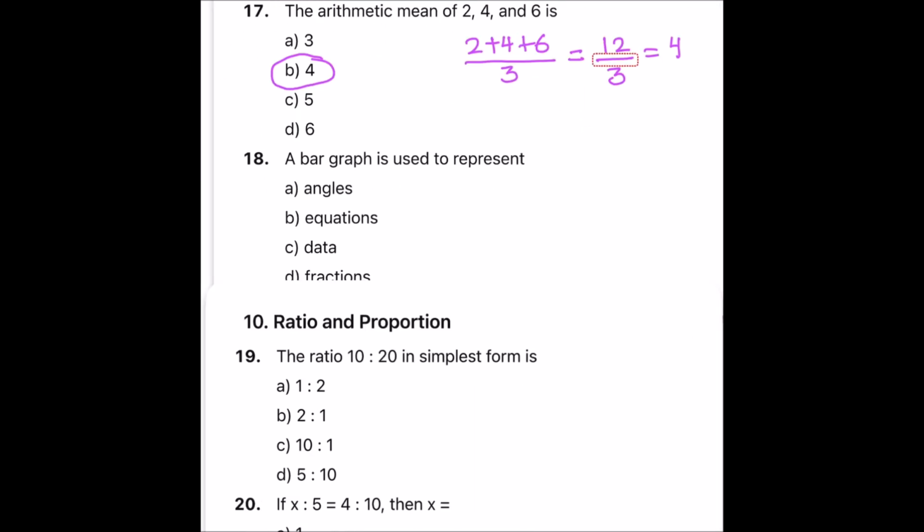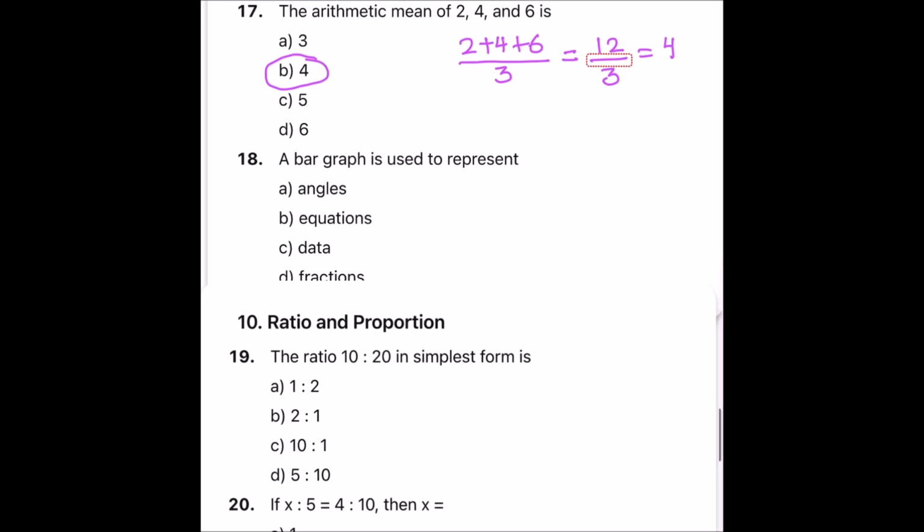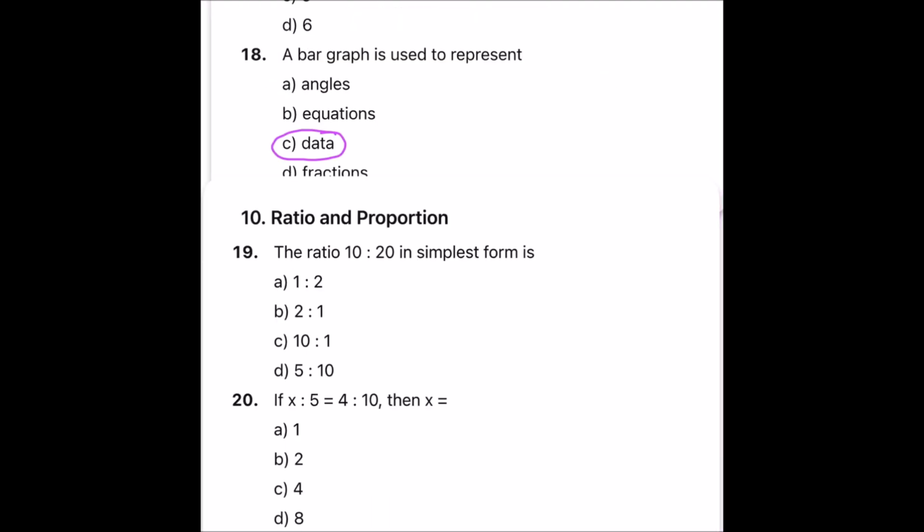Next question is, a bar graph is used to represent what? So here we have options as angles, equations, data and fractions. A bar graph is used to represent data. So C will be the correct answer. Next chapter is ratio and proportion. Question number 19.